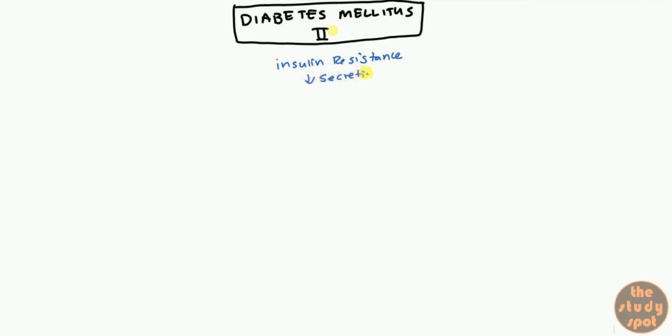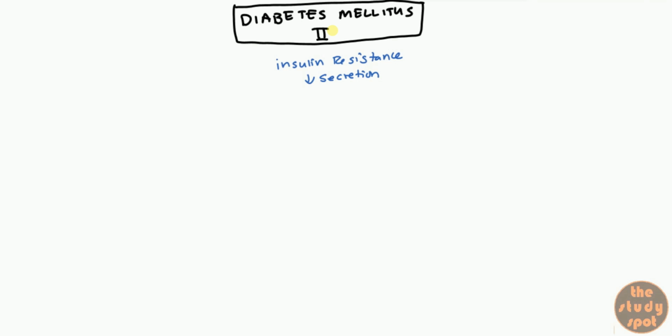The other pathogenesis could also be related to decreased secretion of insulin. So the body is secreting insulin, but not enough. So it's not enough to keep the glucose low, or normal, I should say.